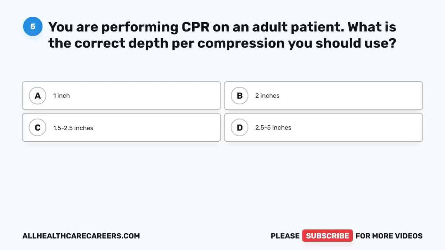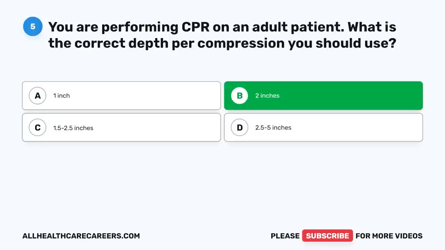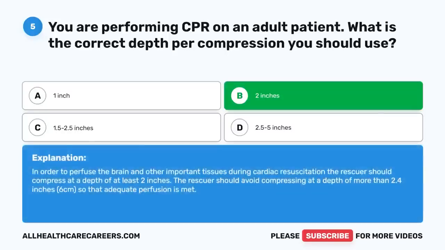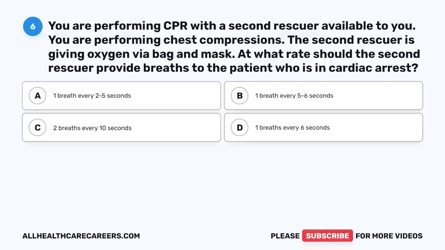The correct answer is B. 2 inches. In order to perfuse the brain and other important tissues during cardiac resuscitation, the rescuer should compress at a depth of at least 2 inches. The rescuer should avoid compressing at a depth of more than 2.4 inches, 6 centimeters, so that adequate perfusion is met.